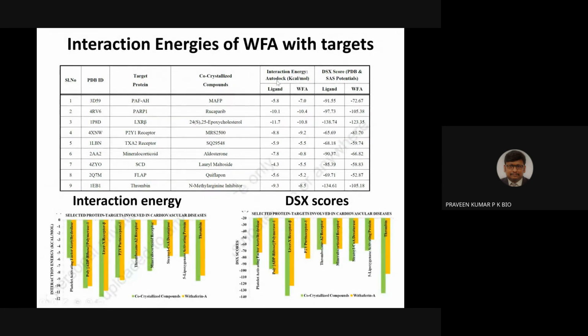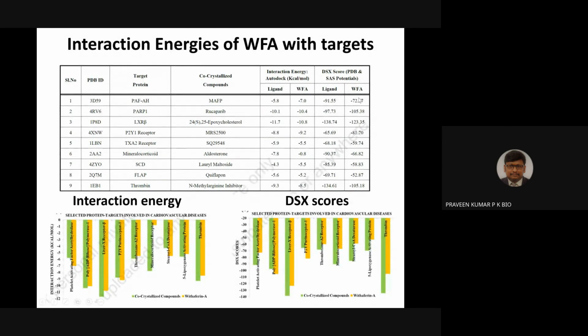But in my study, I tried with a plant compound, withaferin A. Whatever plant compound I chose for docking with the 9 protein receptors, I also checked with the control drugs and compared which is best. In addition to the interaction energy from AutoDock, I also estimated the DSX score, which is a summation of drug likeness scores. So it's like a drug likeness score.